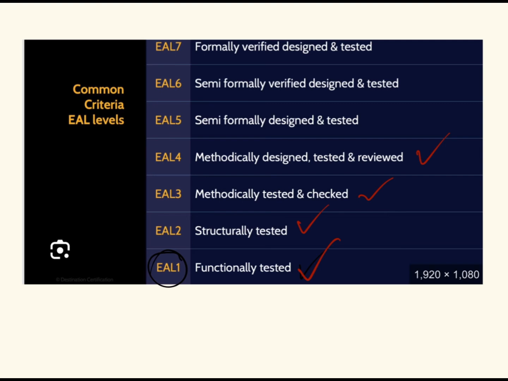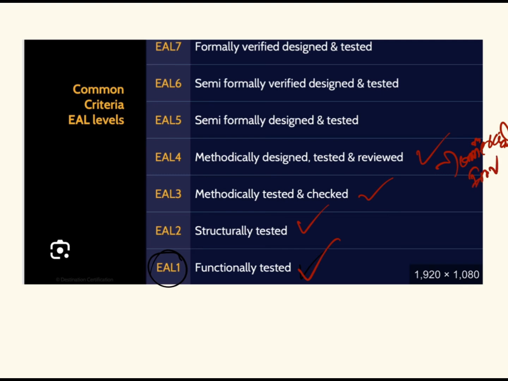EAL4. So real world examples, for instance, firewalls from Checkpoint, Palo Alto, smart cards, secure OS components, network appliances sold to government. So full design review, secure SDLC evidence, independent testing, configuration control that needs to be checked. EAL4 is the highest level commonly used in commercial environments. So that we need to keep in mind, that is for commercial environments.